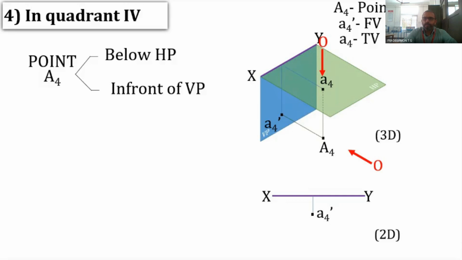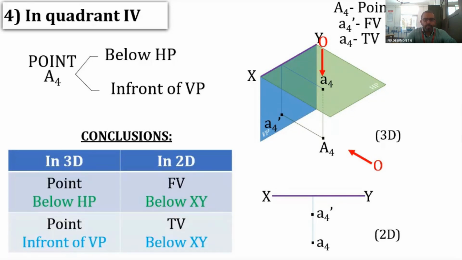So the front view is obtained, and then in order to get the top view, we assume a line starting from A4, the top view in 3 dimensions, perpendicular to the XY line. The same line is transferred to the 2-dimensional drawing also in order to get A4.